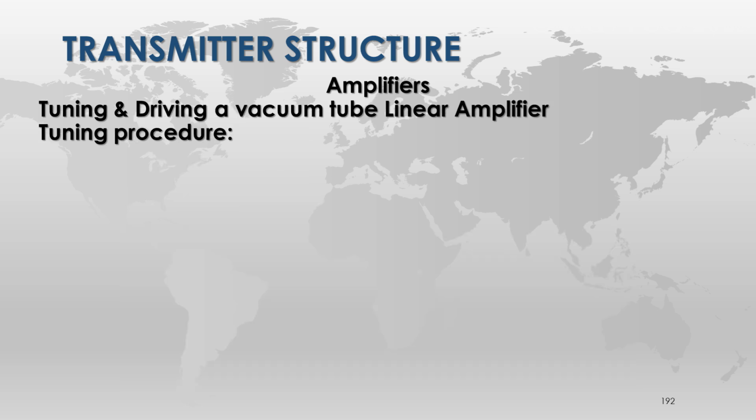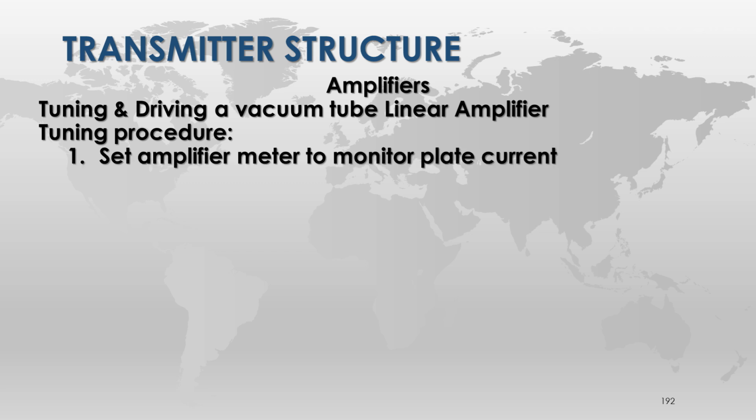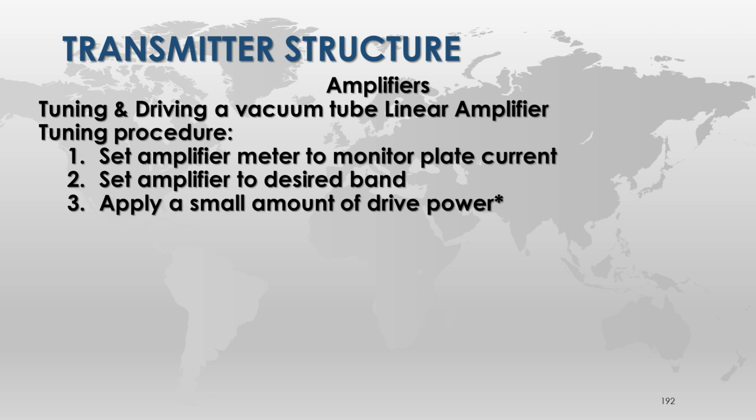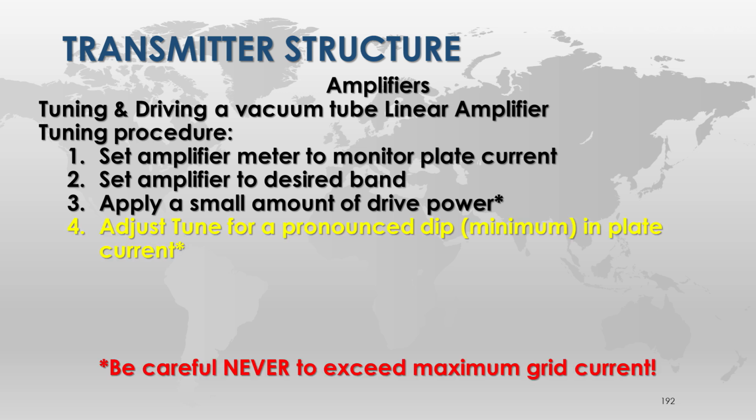Right. Okay, tuning and driving a vacuum tube linear amplifier. A lot of amplifiers are vacuum tube powered, even in the 21st century, but you can buy a solid state one. They say they're pretty slick. Set the amplifier meter to monitor the plate current. Set the amplifier to the desired band. Apply a small amount of drive power from your radio. Adjust or tune for a pronounced dip minimum in the plate current. Be careful never to exceed the maximum grid current.